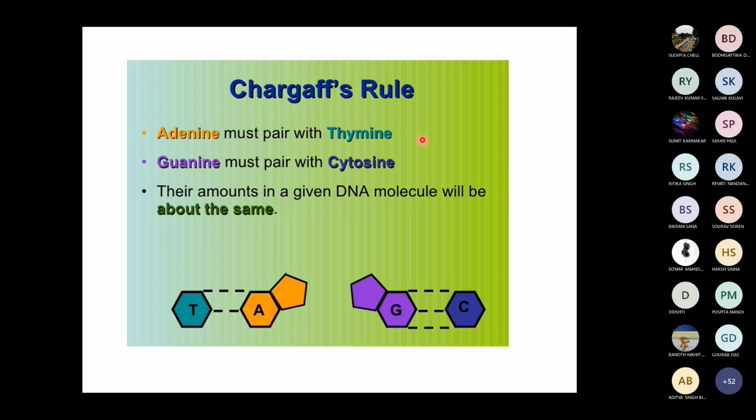Suppose you know the amount, let's say in a DNA, there is 40% thymine. Can you tell me how much adenine is there? 40%. Same. Complementary. And now you can tell about guanine and cytosine also, how much they are? 60%, so each 30%. Same percent. So however much A is there, the same amount of T will be there.